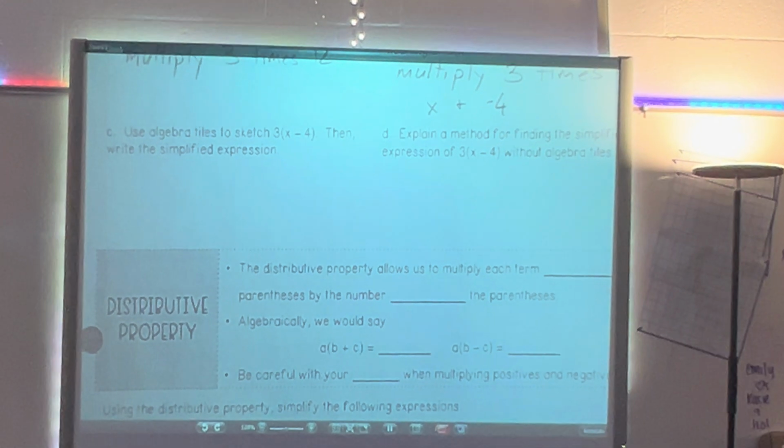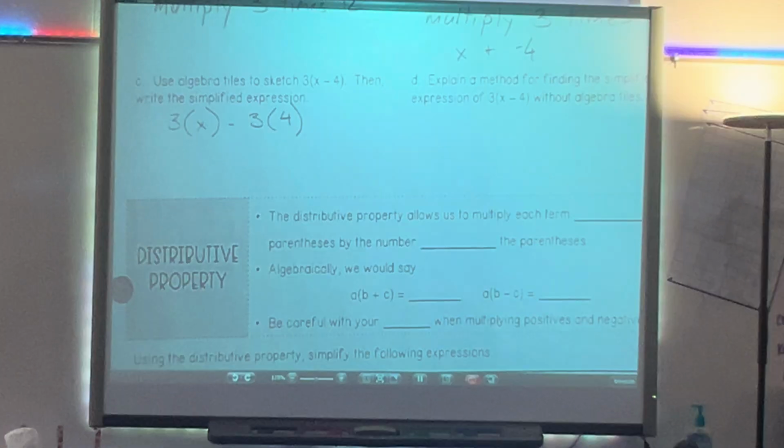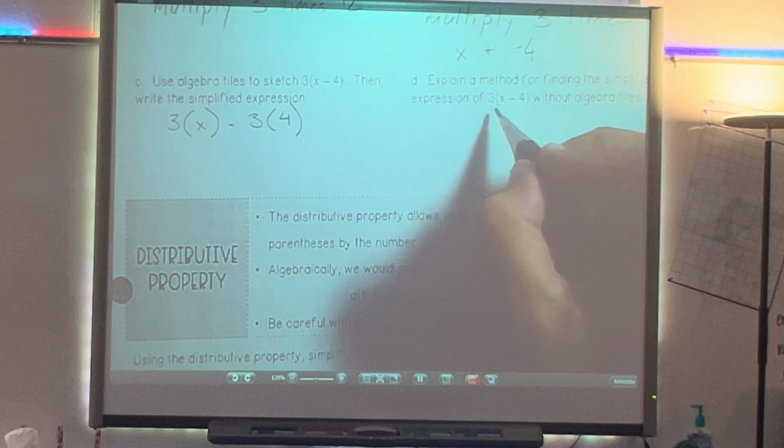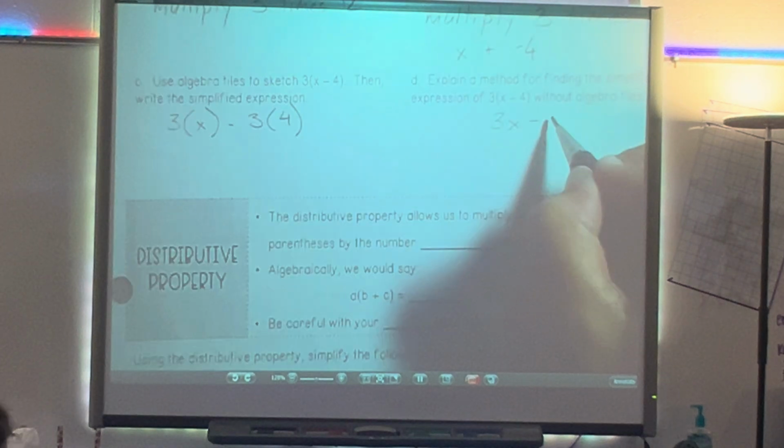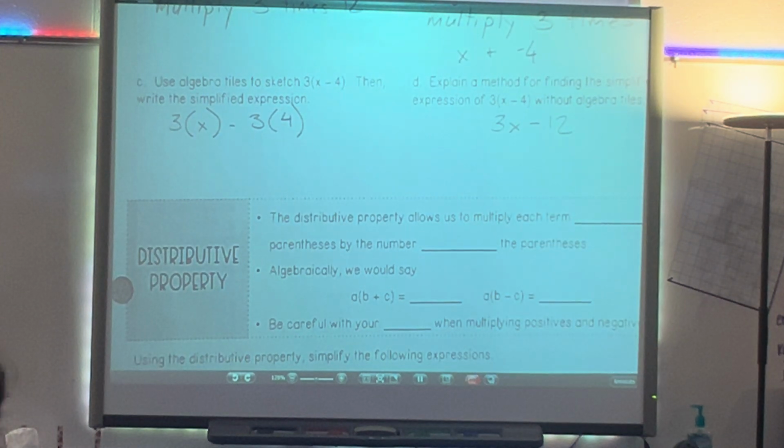So if I'm gonna write that, and I'm writing it out, not just doing it, but visually showing what that means: 3 times x minus 3 times 4. That's really what that means. Does that make sense? Okay. Alright, so then when I do that, what does that give me? What's my simplified expression going to be? Minus 12, yeah. Now, I'm not going to make you do all that. I just want to make sure that everybody's comfortable that that's what we're doing.